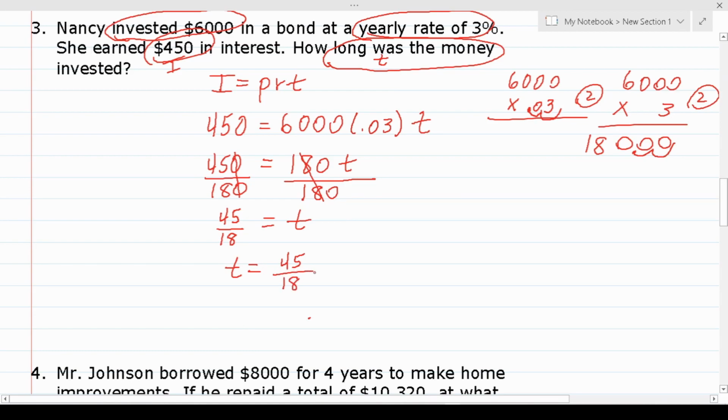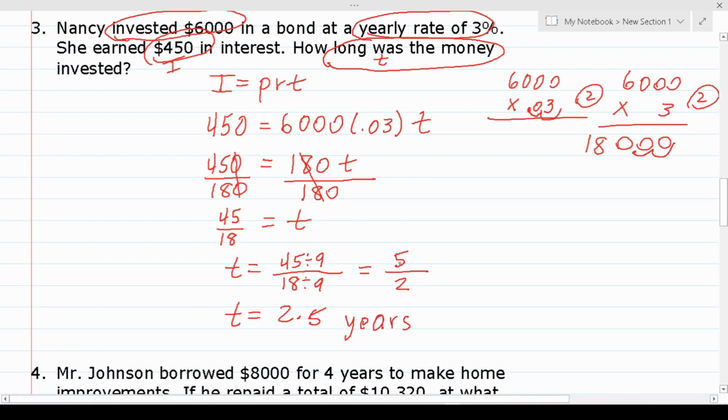It should be obvious that 45 and 18 are factors of 9. So I'm going to reduce this a little bit further by dividing the numerator, that is 45, as well as the denominator, that is 18, by 9. 45 divided by 9 is 5, and 18 divided by 9 is 2. So we can see time equals 5 over 2, which we should know is 2.5 years, or 2.5. So this would be 2.5 years.